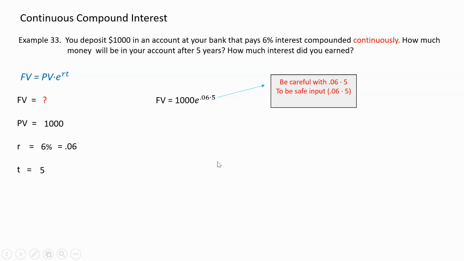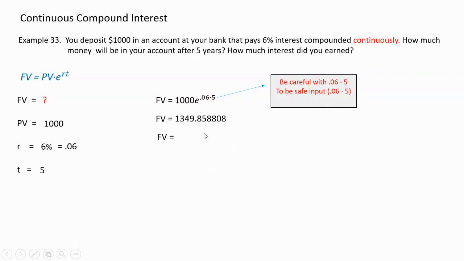Be careful with the 0.06 times 5, right? To be safe, put parentheses for the exponent, because at times when students don't put parentheses, what happens is that it does 1,000 times e to the 0.06, and then you multiply all that by 5. So if you want to eliminate mistakes, you put parentheses where the exponents are. To be safe again, you put parentheses 0.06 times 5, close parentheses.